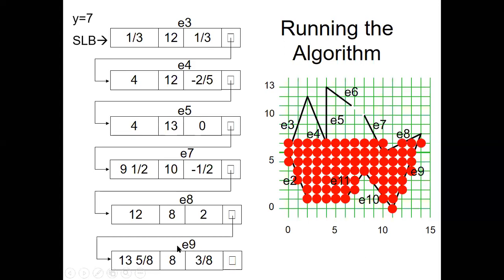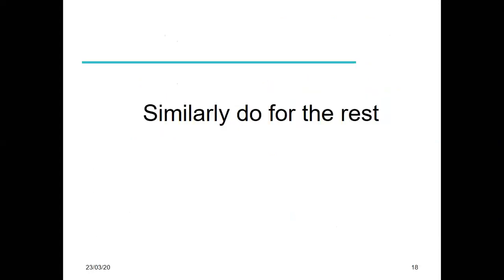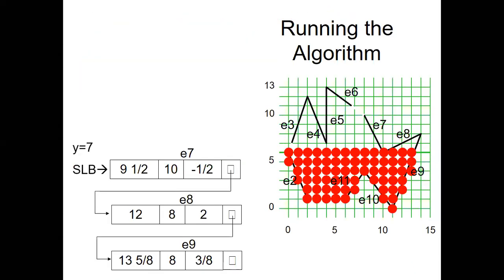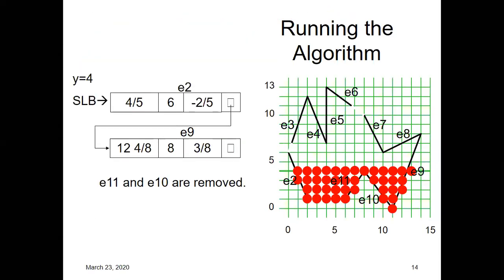So IF is over. Next comes mathematics. 1 by 3 plus 1 by 3 is 2 by 3. 4 plus or minus 2 by 5, do the mathematics. 4 plus 0 is 4. 9 and a half minus half is 9. 12 plus 2 is 14. This plus this, whatever. Just keep on doing this. IFM. Remember that code called IFM: initial, fill, and mathematics. So this is how you can fill any polygon.